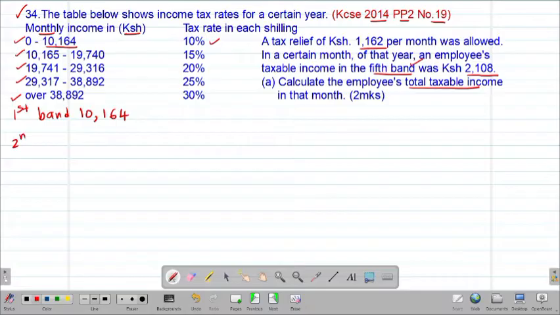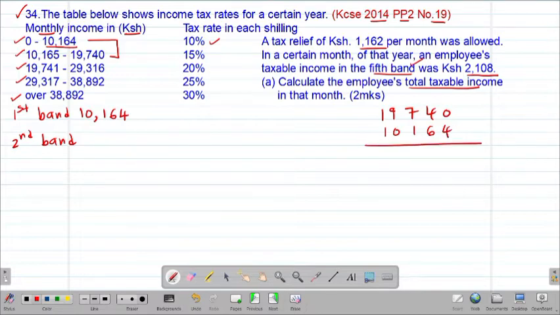To get the taxable income in the second band, this is what we're going to do. In the second band, you're going to find the difference between these two. So we'll take 19,740, then of course we less 10,164. So of course I'll borrow one here. So this will be 3. This is 10. This will be 6. This will be 6. 13 minus 6, that is 7. This will be 5. Then of course I'll have 9 and 0. Therefore, the taxable income in the second band was 9,576. So this is 9,576 Kenya shillings per month.